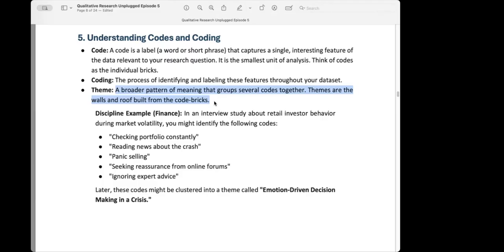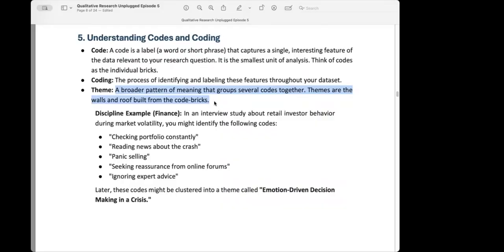That mosaic analogy works really well. The codes are the tiny pieces, the themes are the meaningful pictures they make when you group them together. Let's maybe take that finance example, I think it was mentioned in your guide, to really make this concrete. So an interview study about retail investor behavior during periods of extreme market volatility, like a sudden market crash. Oh yeah, stressful time for investors.